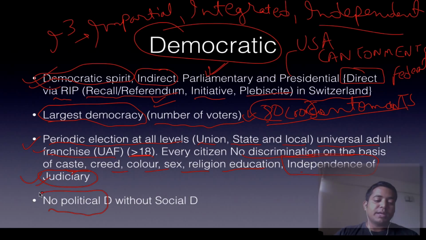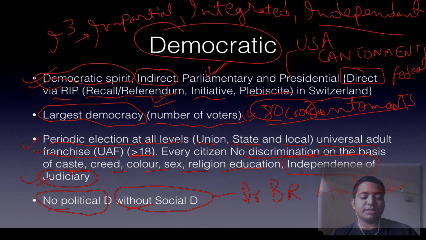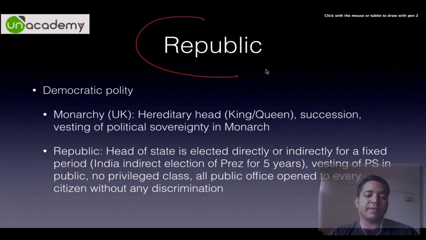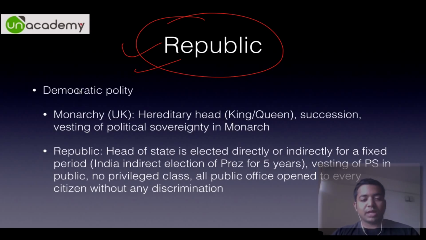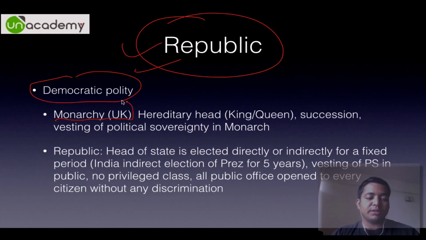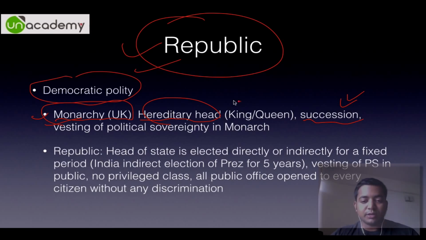Then there cannot be any political democracy without social democracy. They are the words of Dr. B.R. Ambedkar. So first of all, we should strive towards social democracy before having a political democracy. Anyway, moving on to republic, there are two types of democratic polity. One is monarchy, which happens in the UK, where the head is hereditary and succession is the way it is transferred from one child to another. Either it can be a king or queen, and the vesting of the political sovereignty is in the monarch.